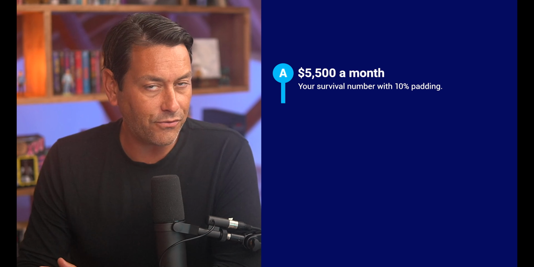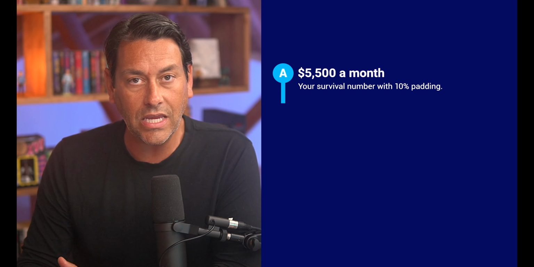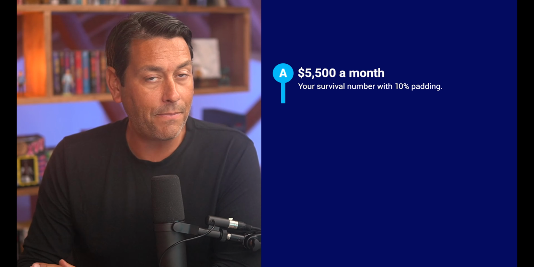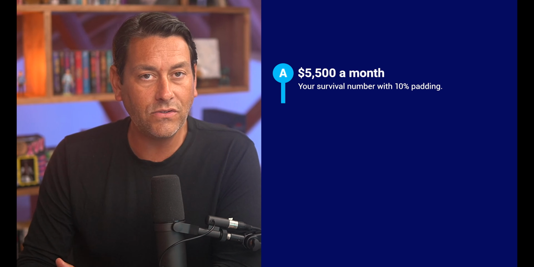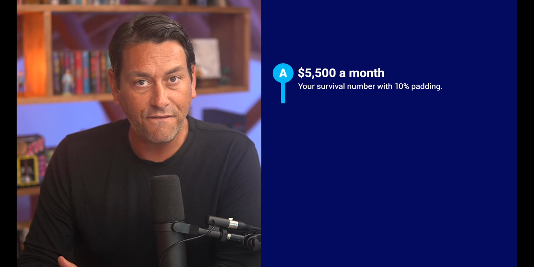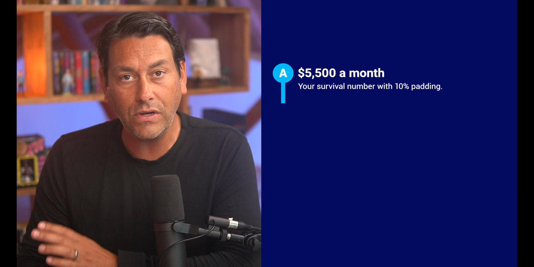Okay, so let's say your survival number is $5,000 each month. When you pad that by 10%, that's $500, right? So you get $5,500. That's $5,500 as your freedom number.